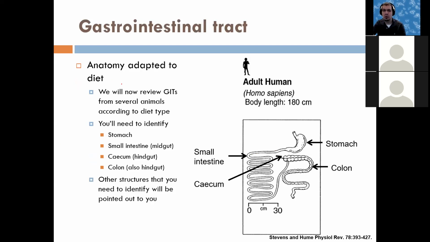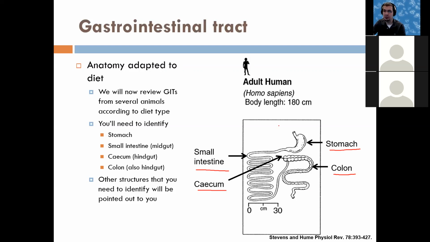Okay, so what we're going to see is several gastrointestinal tracts. You've seen gastrointestinal tracts before, so we're going to assume that you can identify some parts on your own, that you can identify the stomach, the small intestine, the cecum, and the colon. We may point them out, but even if we don't, you need to know where they are. So if they're not clear, just speak up, and we can point out where they are. And there will be other structures that you'll need to identify that will be specifically pointed out to you.